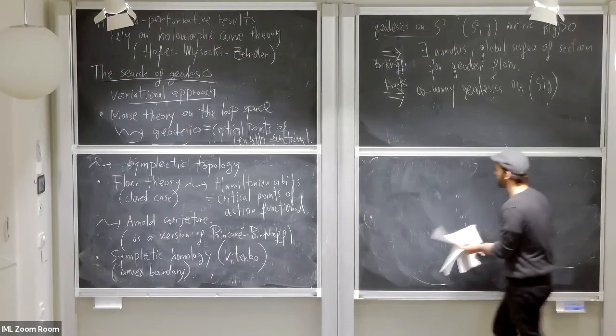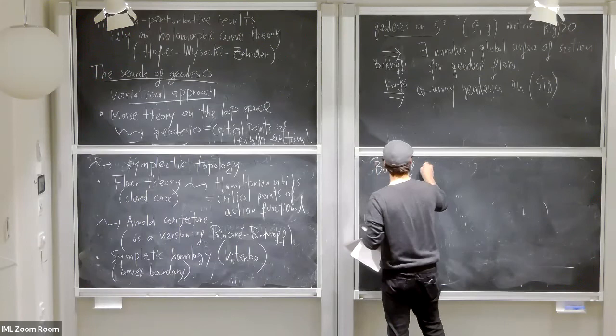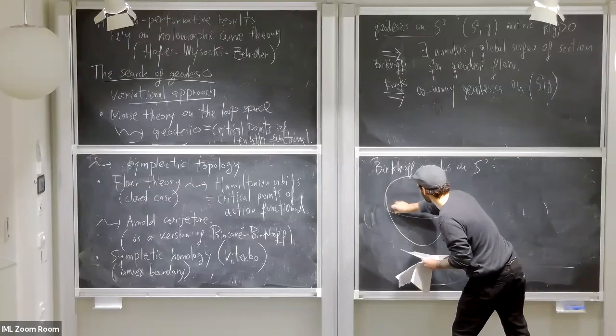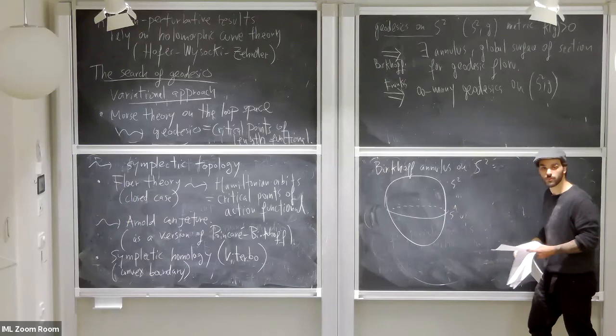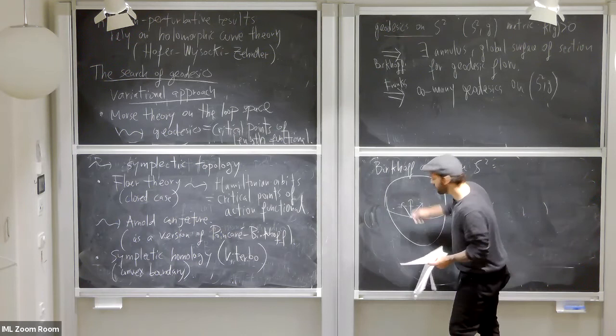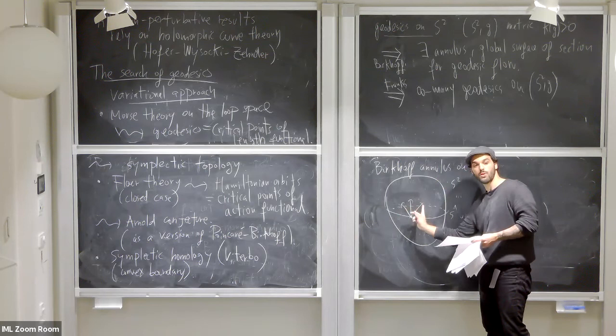Birkhoff annulus on S2. You should think of it like this: take the sphere, so here's S2, and here's S1 as the equator inside S2, and look at all the vectors that point upwards. This is an annulus, right? Because I have the S1, and then I have an open interval's worth of vectors pointing up.